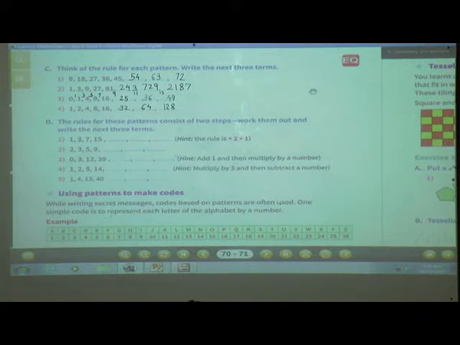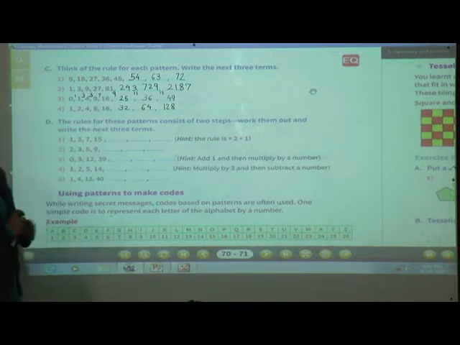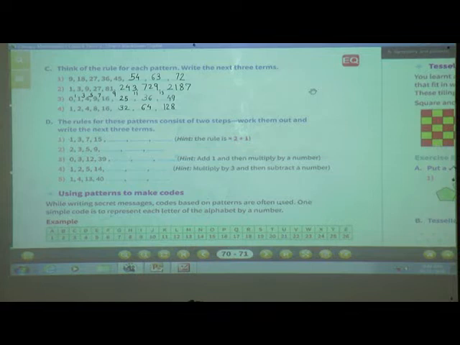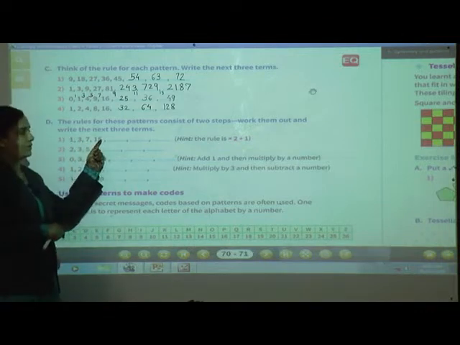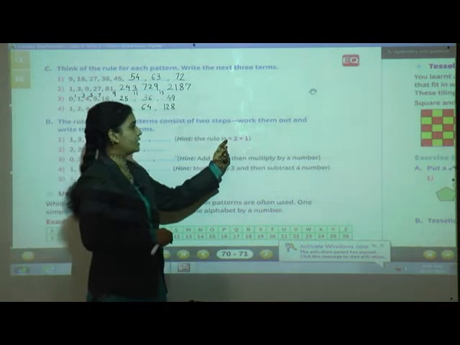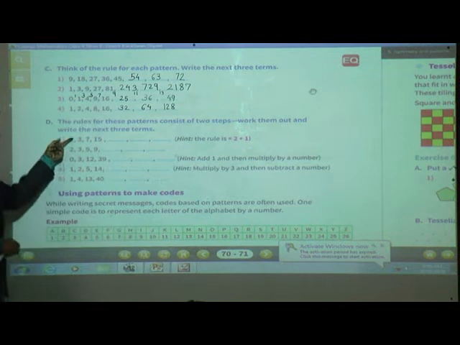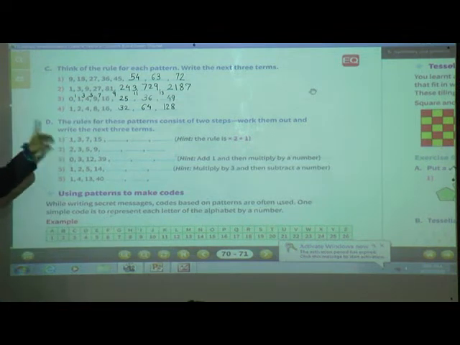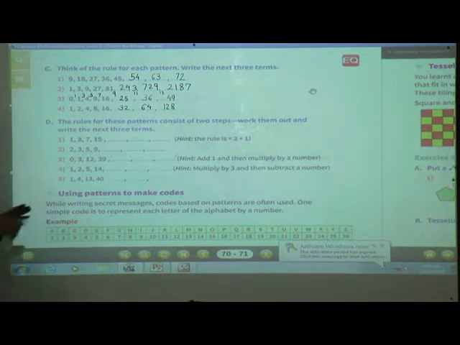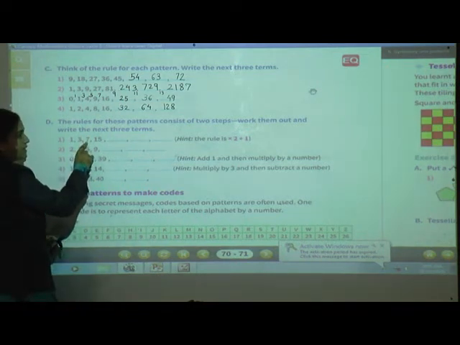Okay. Now D1. See students, here the rules for these patterns consist of 2 steps. Work them out and write the next 3 terms. Here 1, 3, 7, 15. Hint, the rule is multiply the number by 2 plus 1. So here 1 multiply by 2, 2 and plus 1, 3. Again 3 multiply by 2, 6 and plus 1, 7. 7 multiply by 2, 14 and plus 1, 15.